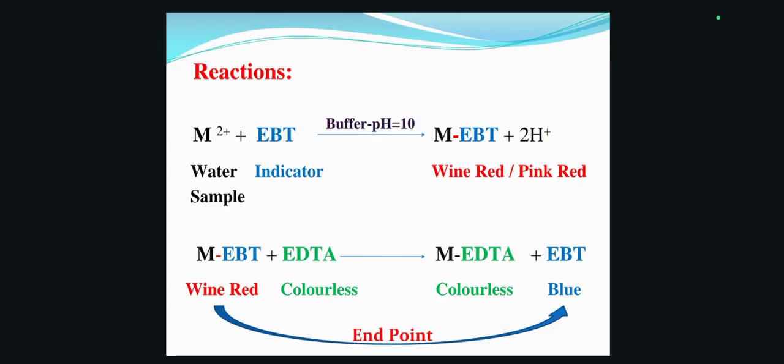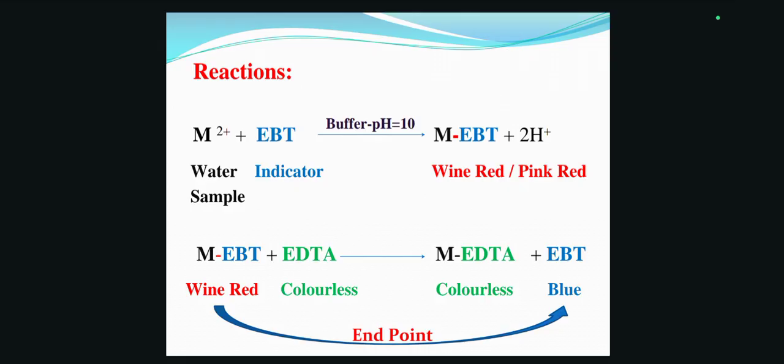And what is released? H+ ions are released. As you know very well, during a reaction, if H+ ions are produced, the pH of the solution changes. But here we are using a buffer solution, and the buffer will not allow the pH of the solution to change. So in the first reaction we get the first complex, MEBT, and its color is wine red or pink red. Now here in the conical, what is the color of the solution? Wine red or pink red.